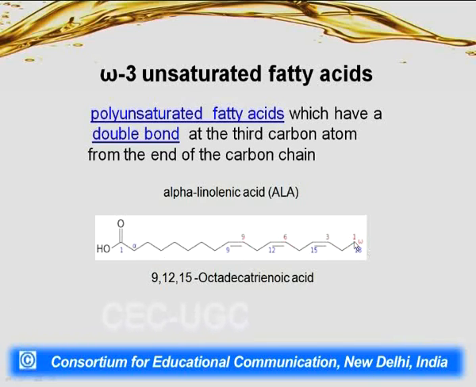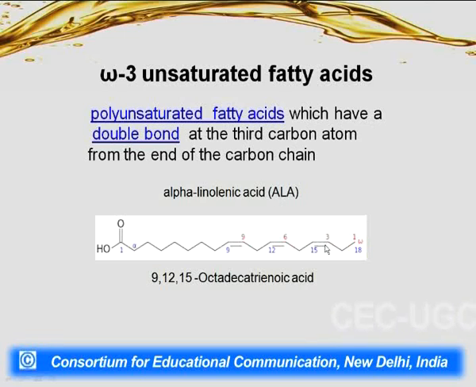Remember, this is in food science. So this is 3, then the next double bond starts at carbon number 6 and then the next starts at carbon number 9. Right. So if a double bond is present at carbon number 3, then we call such acids omega 3 unsaturated fatty acids. So, polyunsaturated fatty acids which have a double bond at the third carbon atom from the end of the carbon chain, from this side, will be called omega 3 fatty acids.